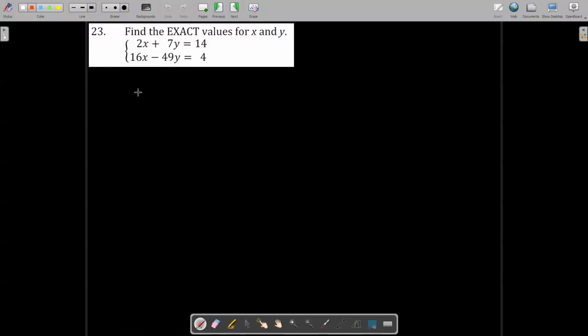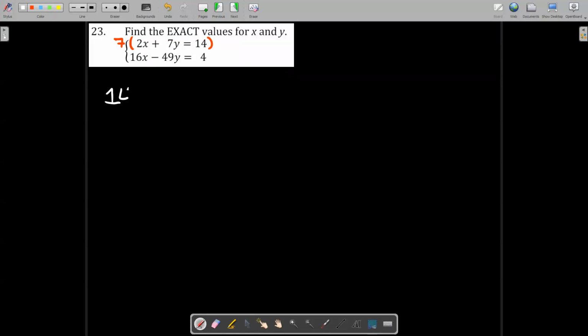In order to eliminate a variable, we need the coefficients of one of our variables to be the same number, but opposite signs. That way we can just add them together. I guess we could subtract, but it's easier this way. The first thing that sticks out to me is that if I multiply 7 times 7, it'll be a positive 49, and that'll cancel out with the negative 49. So I'm going to take this first equation, multiply everything in it by 7, and then rewrite this.